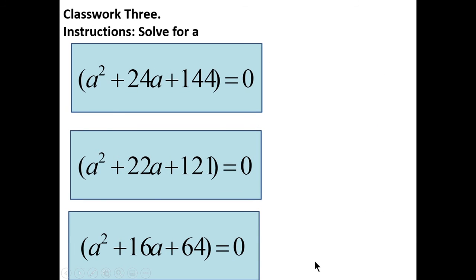Okay, so let's go do another classwork. Same thing over again. First step, get your puzzle box out, find out what the factors are, and set each factor equal to 0. And find out what A would make each one 0, because we're solving for A. We're trying to find out what A is equal to, what number would make this true.